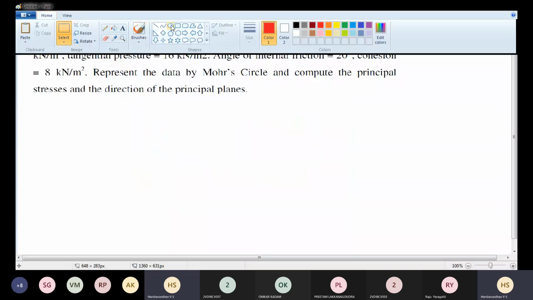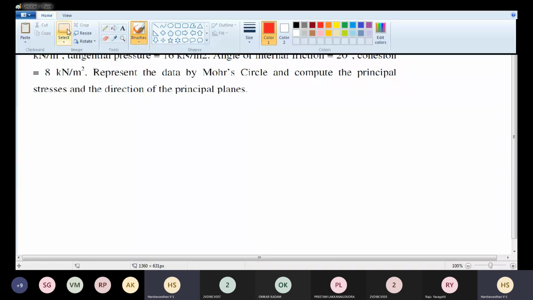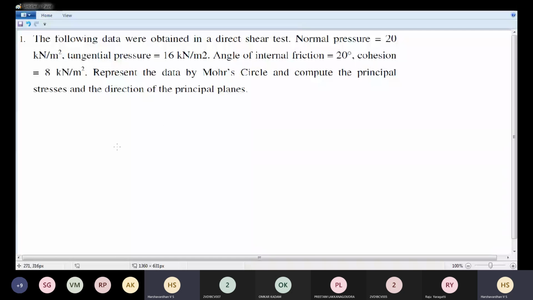Now here, what they have already given is under what normal pressure the soil failed at how much shear force or shear stress. But they have to conduct 3 trials to find the shear parameters. They have also given us the angle of internal friction and cohesion. We have to represent all these values in a graph.